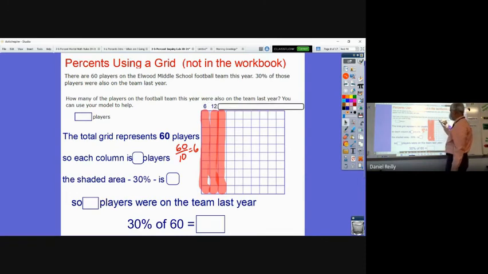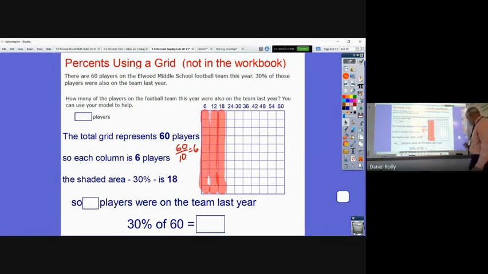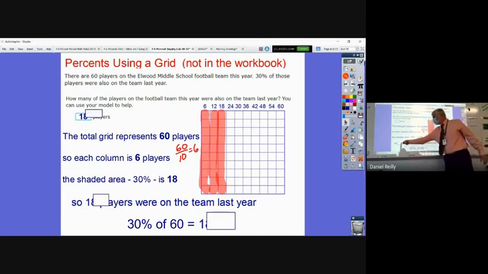So 6, 12, 18, or you could just put 6s on top of all these, right? So each column is 6 players because it's 1/10 of the total divided by 10. So the shaded area of 30% then is how many players? 18 players. So 18 players were on the team last year, 30% of 60. Each column or row is 1/10 of the total number.